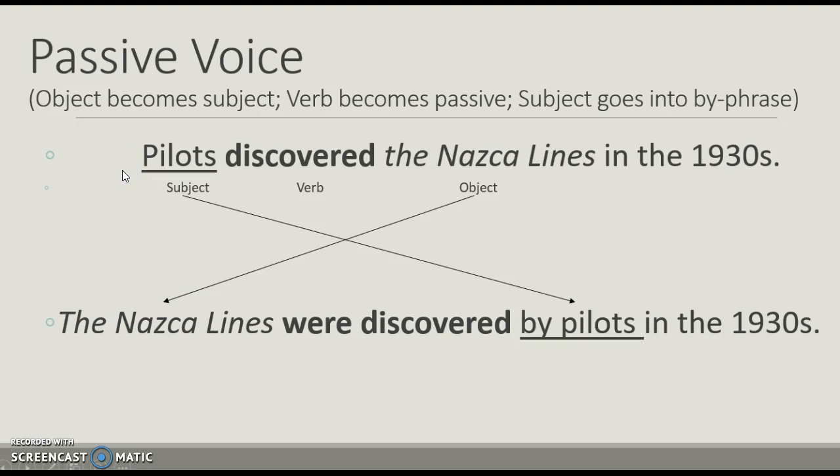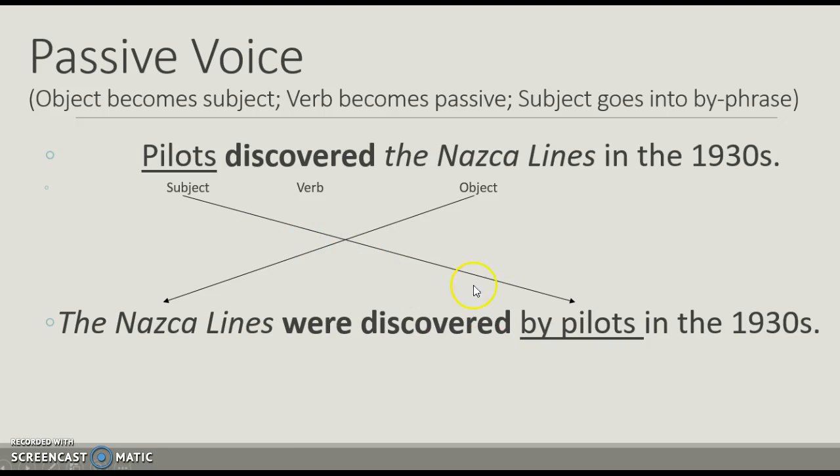In this sentence, pilots discovered the Nazca lines. We have pilots, the subject, discovered is a verb, and the Nazca lines is the object. So we move Nazca lines to the front of the sentence, and we change discovered, this is an active voice verb, we're going to change it into were discovered. So this is the passive voice verb form.